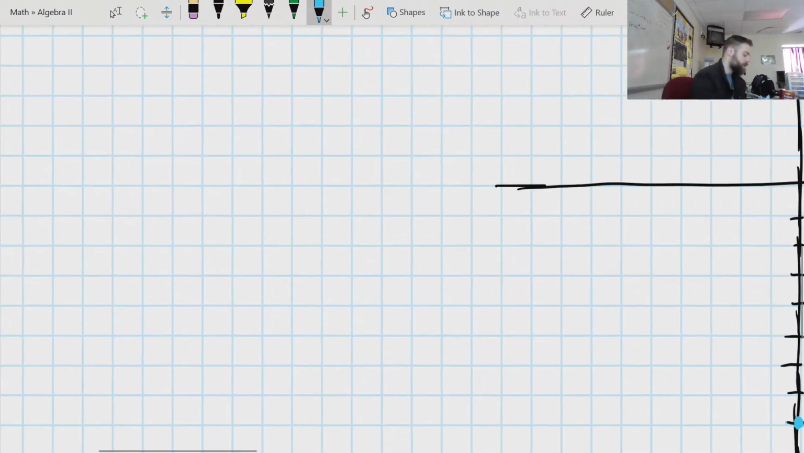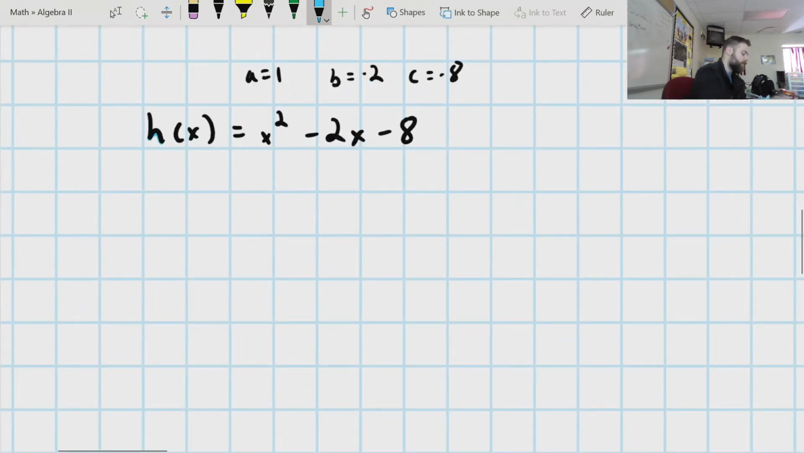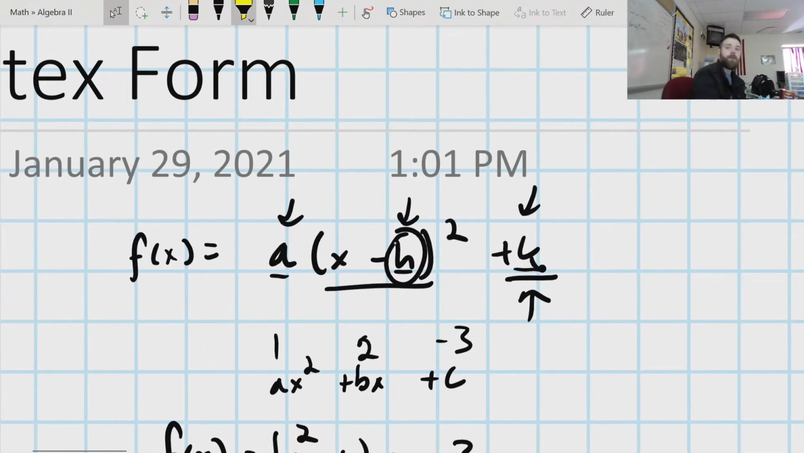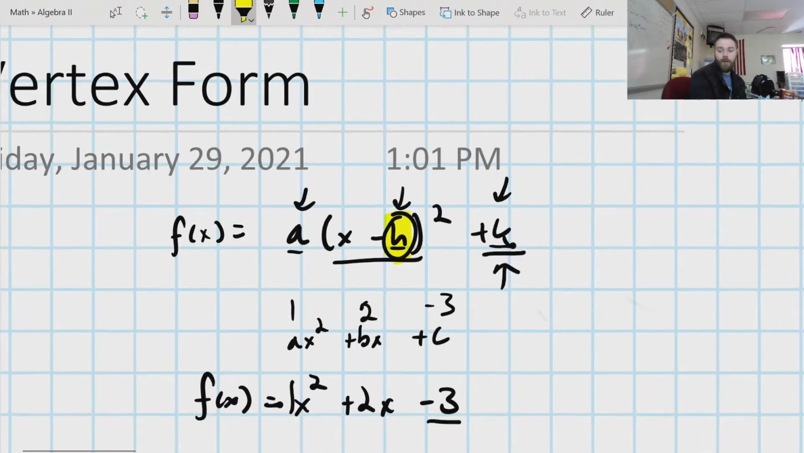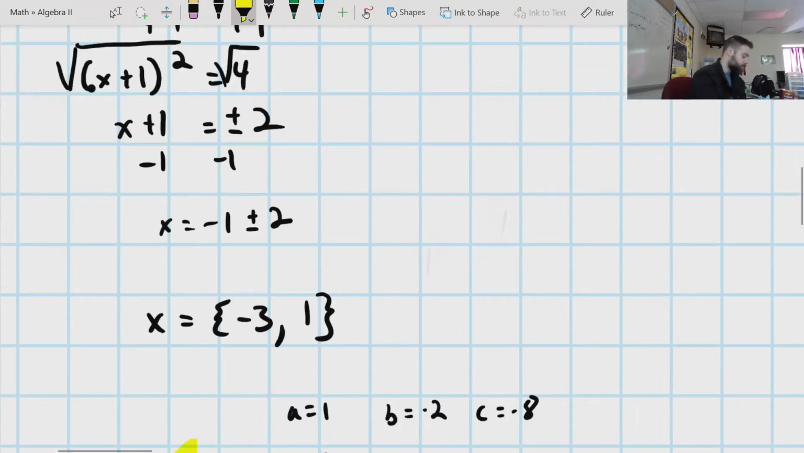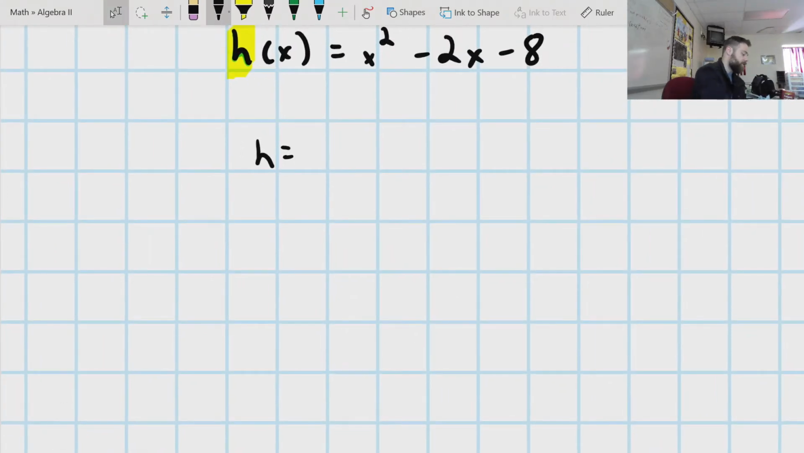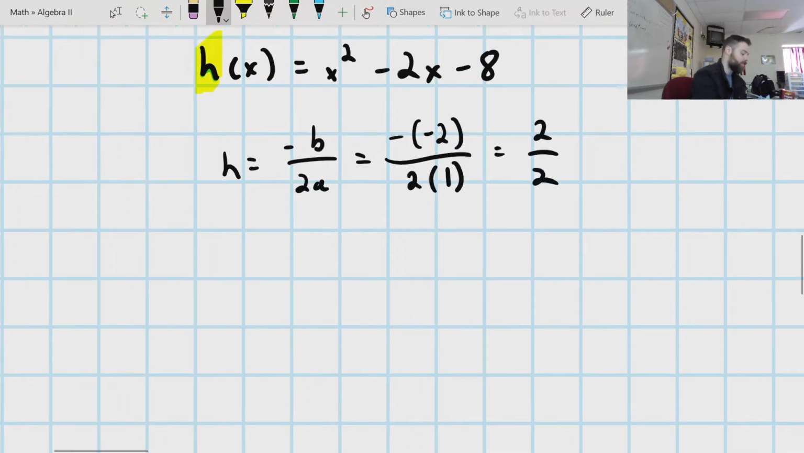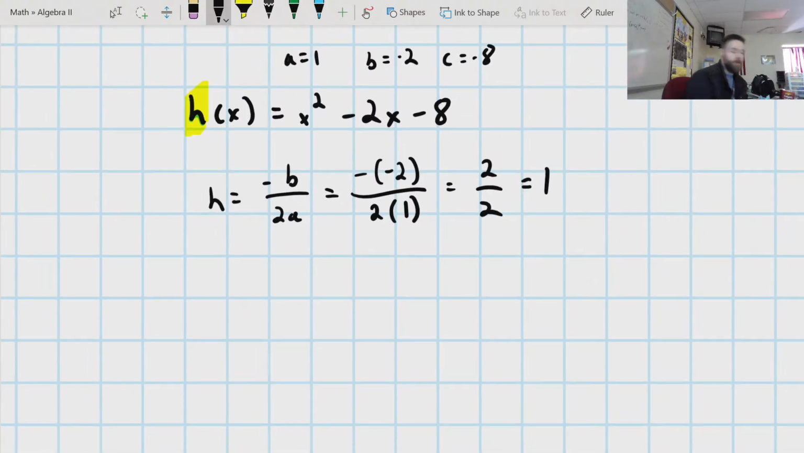Okay, so I know where it's hitting the y-axis, so now all I want to do is find the opposite of b over 2a. So my h value, not this h value, I'm talking about the h value up here. I don't mean to confuse you there. This h term is the opposite of b over 2a. So -b over 2a is equal to the negative of -2 divided by 2 times 1. The negative of a negative is a positive, so I get 2 over 2, which is positive 1.